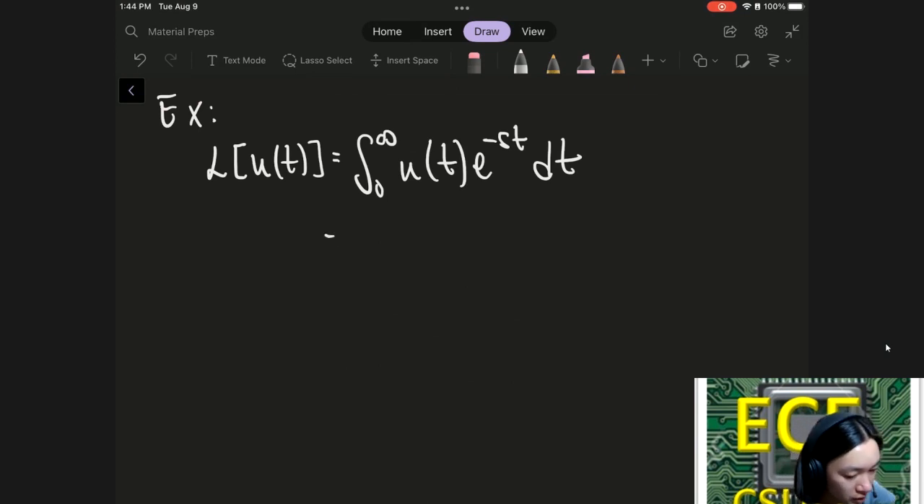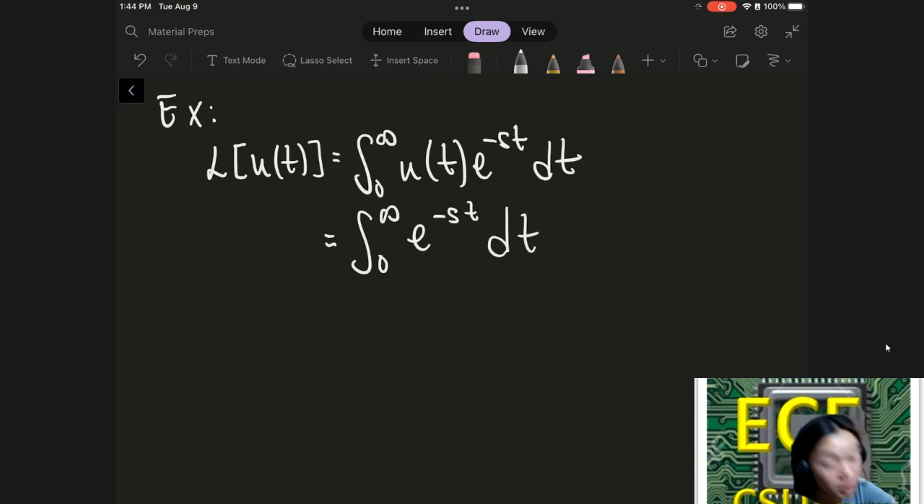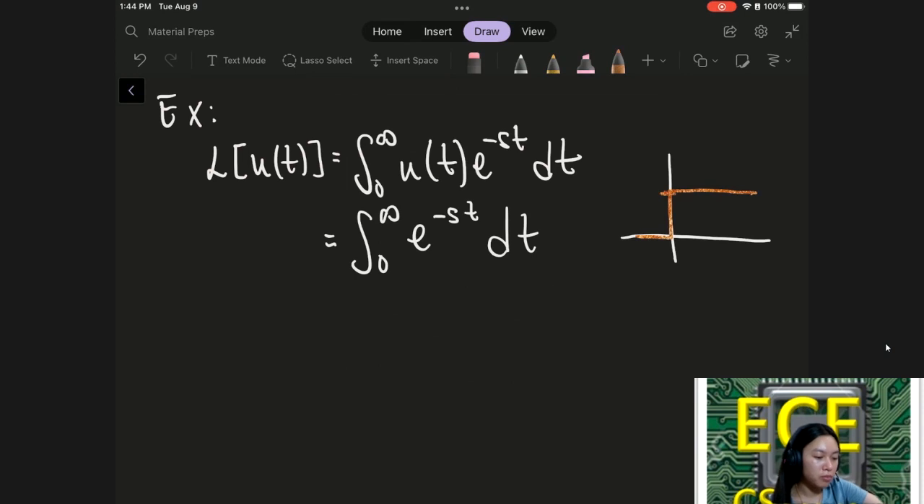And this ends up equaling the integral from 0 to infinity of e to the minus s t dt, because the unit step function is 1 from 0 going towards infinity, so it's just being multiplied by 1. So you just end up finding the integral of e to the negative s t, and that is e to the minus s t all over negative s, from 0 to infinity.